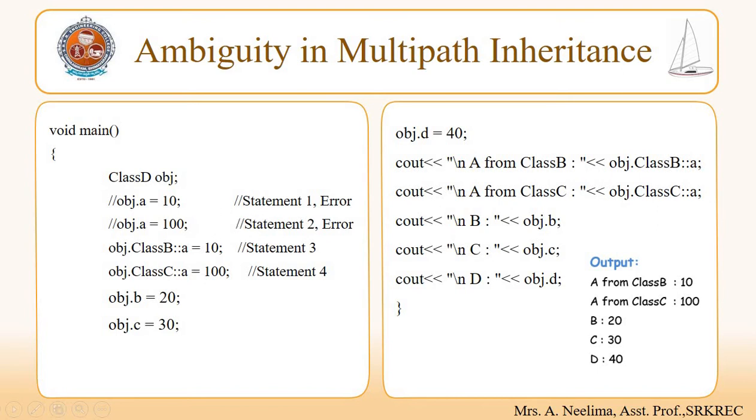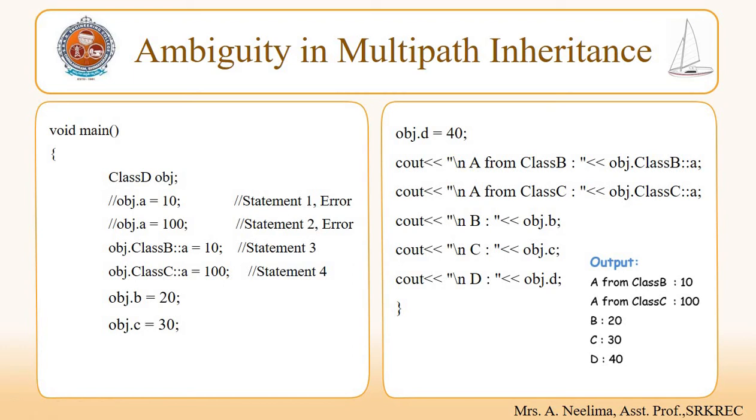Why? Because when you inherit the properties of A into B and C, and again from there you are inheriting the properties to D, an ambiguity occurs. In this example, both class B and class C inherit class A, so they both have a single copy of A. Now class D inherits both class B and class C. Therefore, class D has two copies of A, one from class B and another from class C.